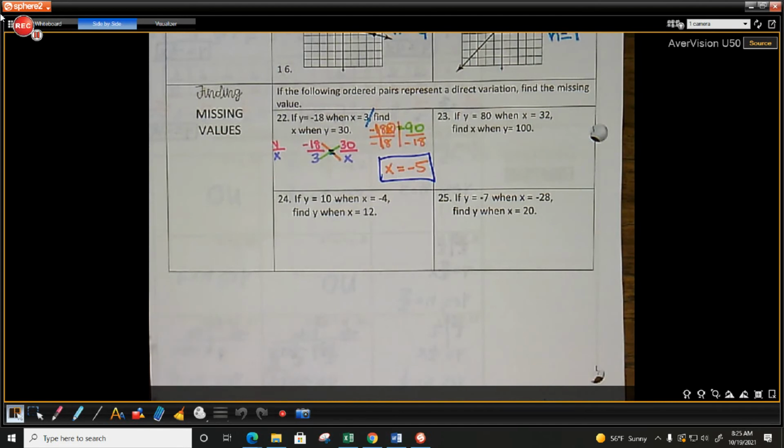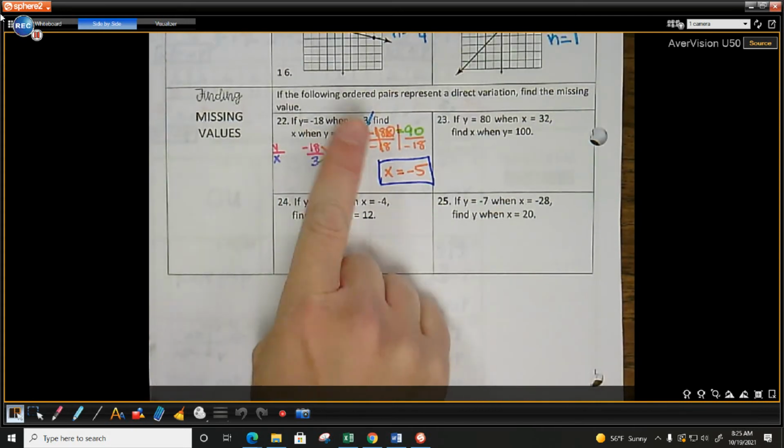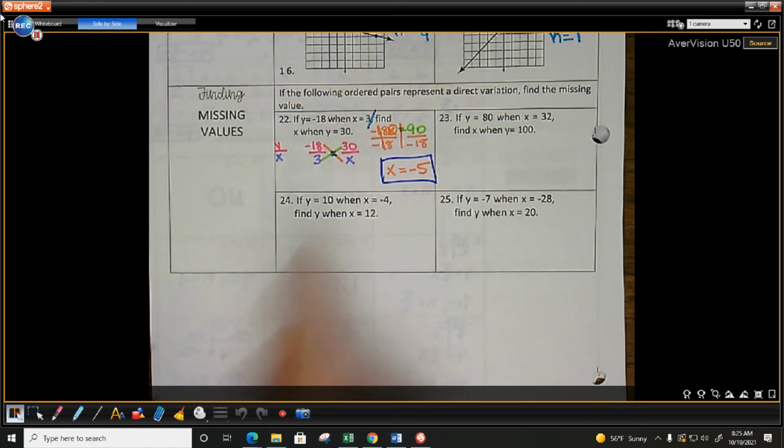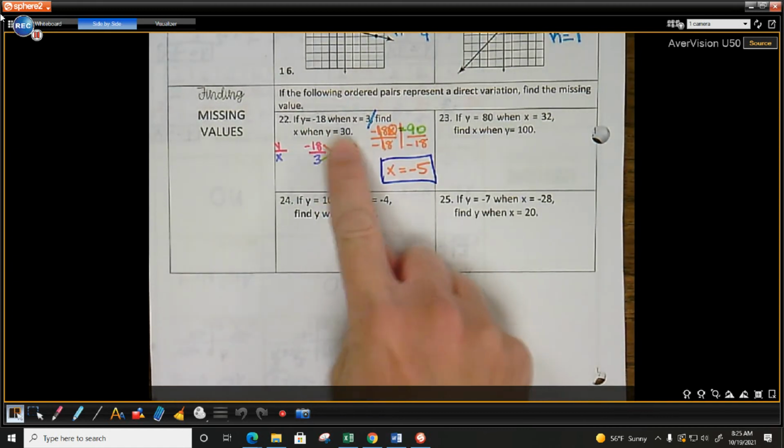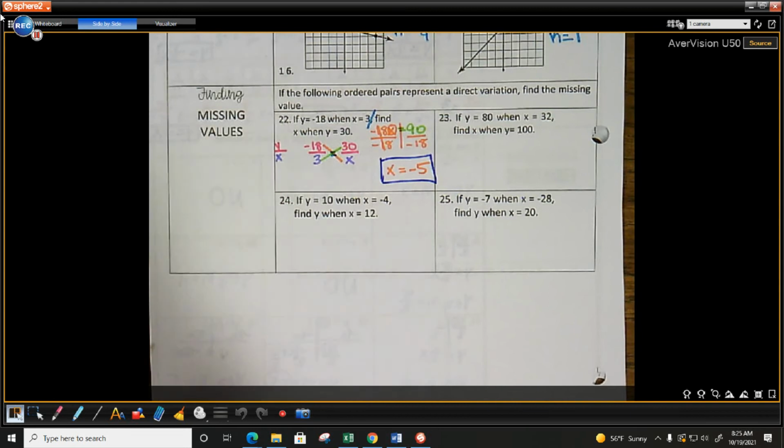Good? The biggest thing with these guys, make sure you're pairing up the correct values. If y is negative 18, x is 3. Those have to go together into a fraction. Find x when y is 30. So x and 30 need to go together in a fraction. Okay, you have to make sure you have the correct values paired together.